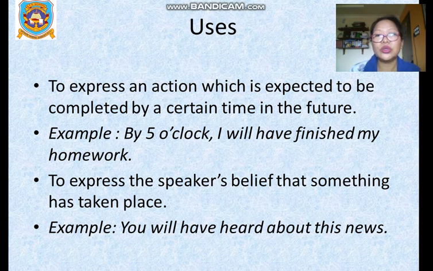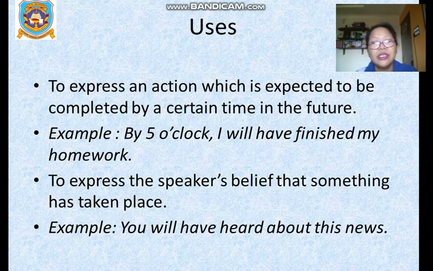All right, then uses. When do we use the future perfect tense? We use it to express an action which is expected to be completed by a certain time in the future. Like, by 5 o'clock I will have finished my homework. So there is no assumption. We are sure about it, right? So we will use will. I will have finished my homework. We are sure about finishing the homework. And it is used to express the speaker's belief that something has taken place. You will have heard about this news.